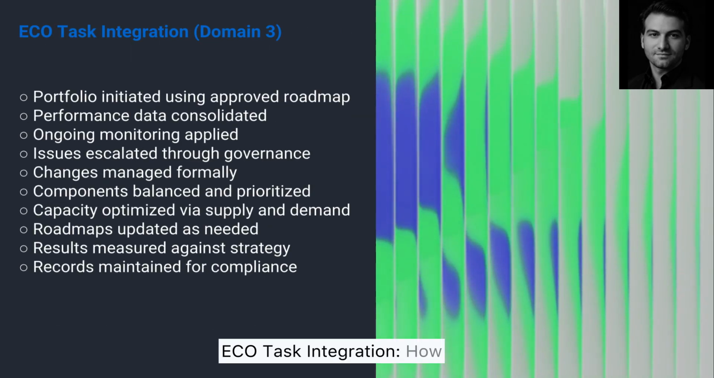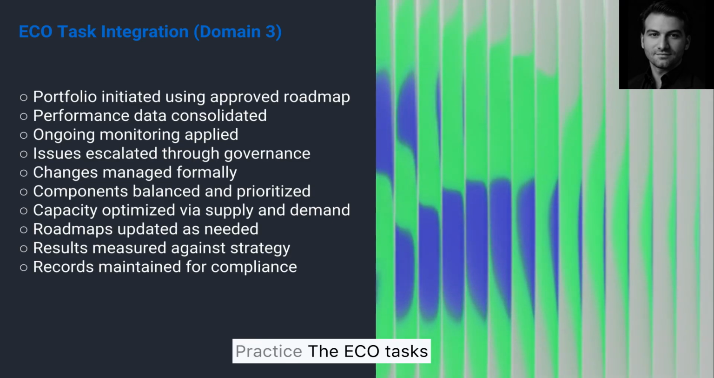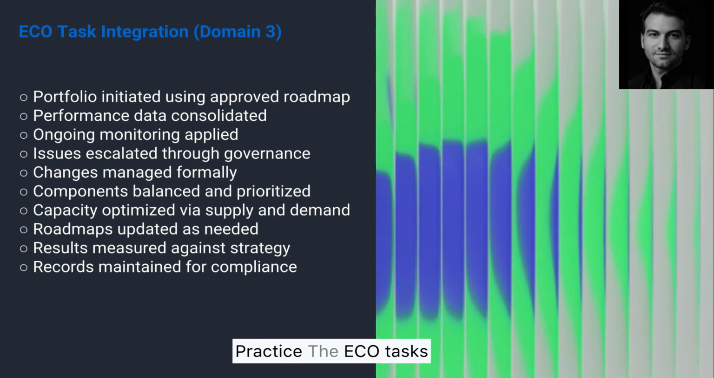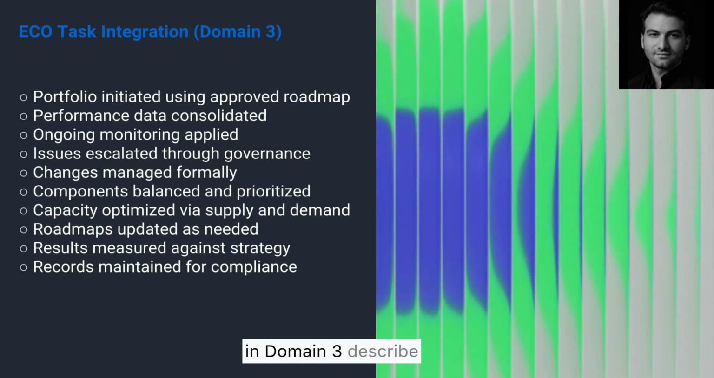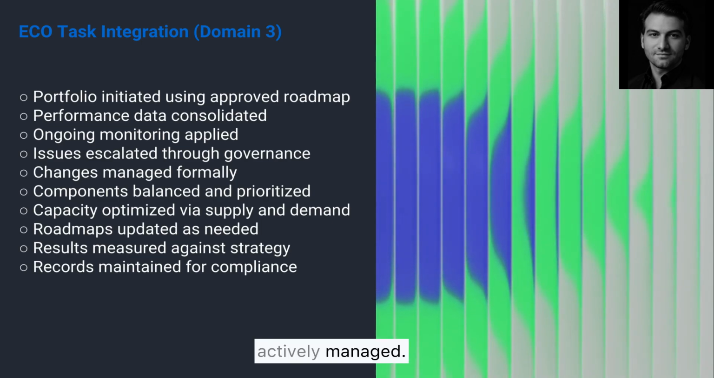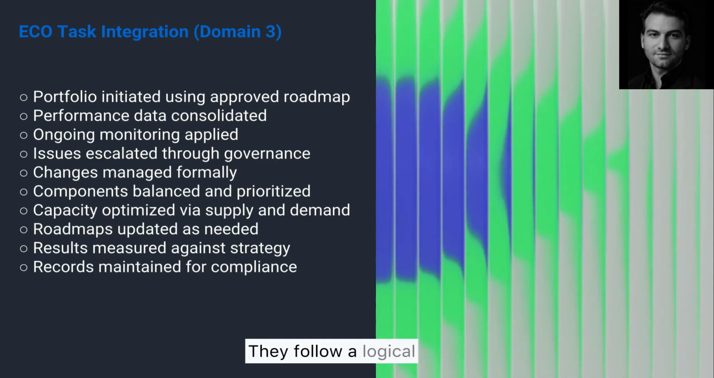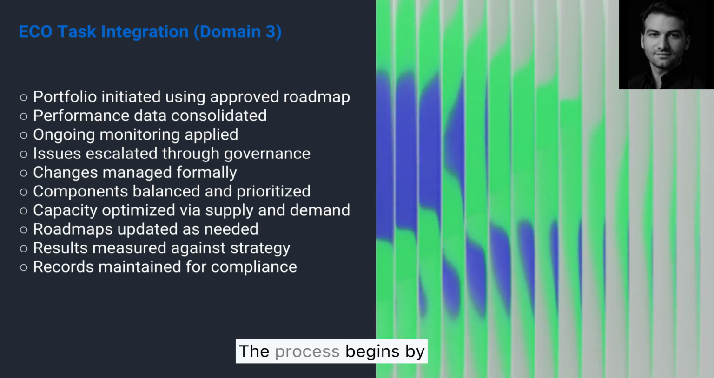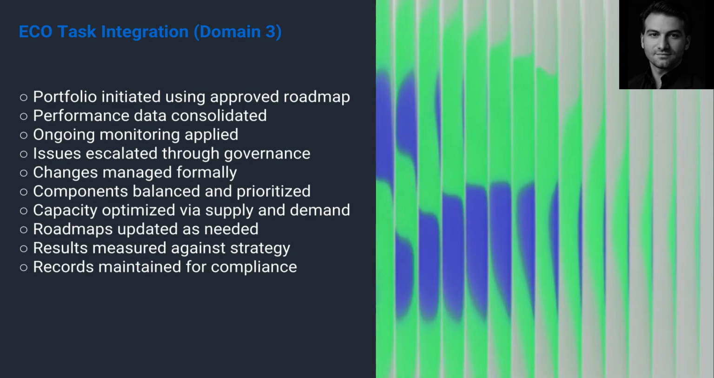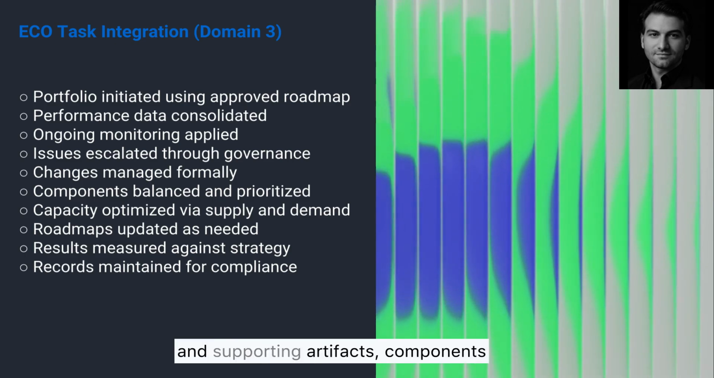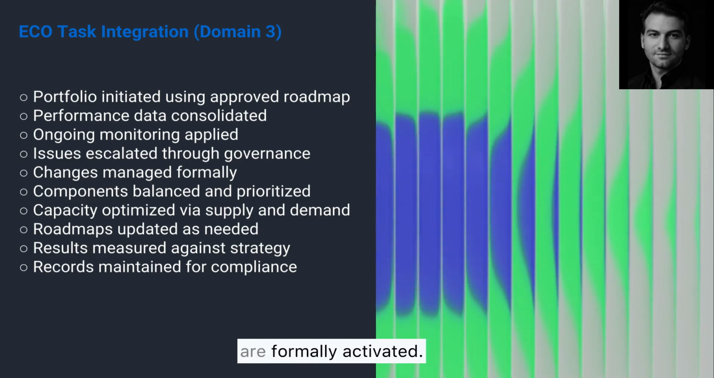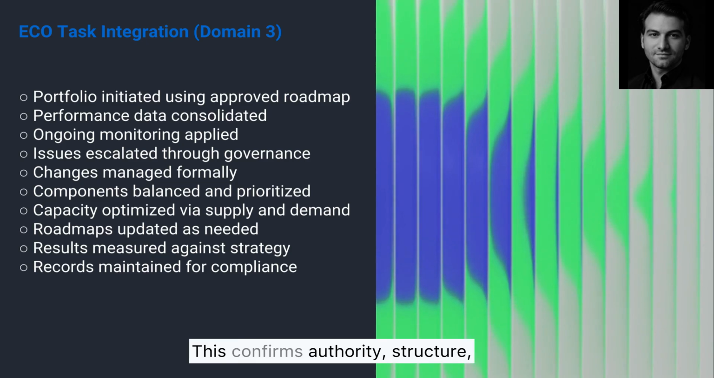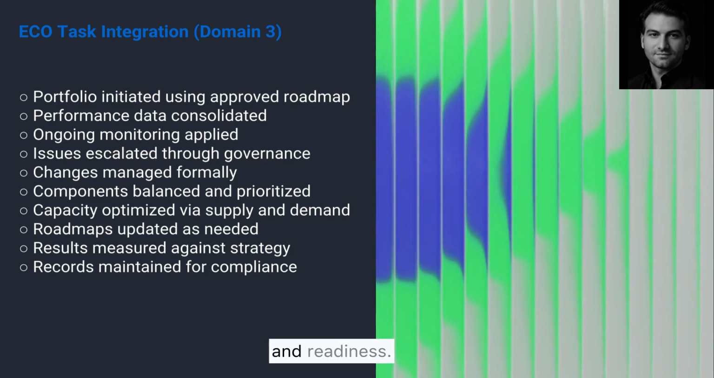Eco-task integration. How Domain 3 works in practice. The eco-tasks in Domain 3 describe how portfolio performance is actively managed. They follow a logical and repeatable flow. The process begins by initiating the portfolio. Using the approved roadmap and supporting artifacts, components are formally activated. This confirms authority, structure, and readiness.